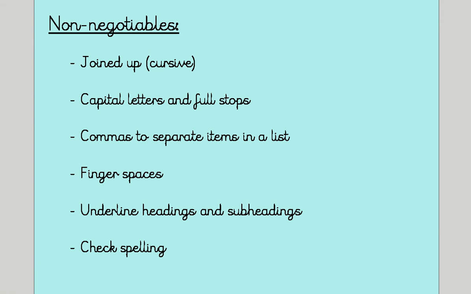The final thing I want to speak to you about are your non-negotiables. So things in class that we always discuss that we need to include in any piece of writing that we do. We need to make sure that we use joined up cursive handwriting as much as possible. We need to use our capital letters and our full stops. Commas to separate items in a list. Finger spaces. We need to underline headings and subheadings, and we need to make sure that we check our spellings.